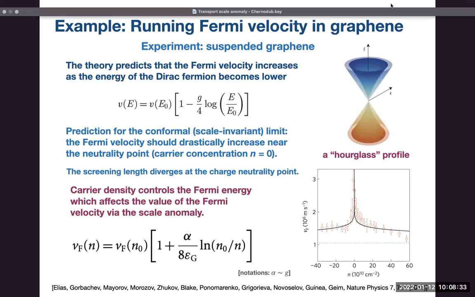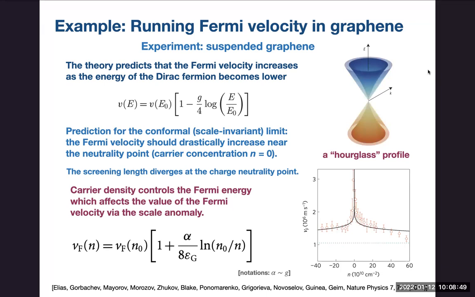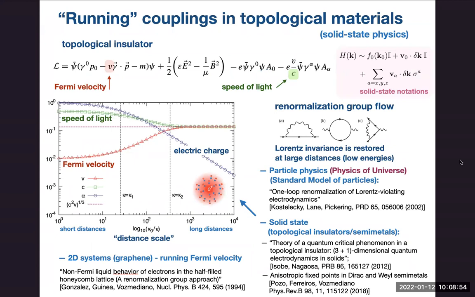Yes, a quick question, just about the same transparency. Which kind of diagram do you calculate in order to find the running of the Fermi velocity? No, okay. Let me just show you. These are basically three diagrams which appear in textbooks. For example, in the topological materials, in three dimensions, you calculate those three diagrams. So you have the fermion self-interaction correction, you have the polarization tensor, and you have the vertex correction.